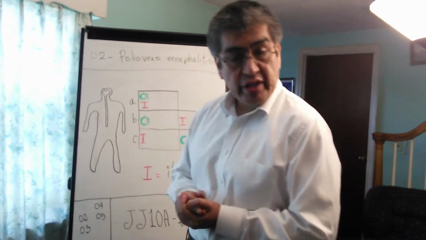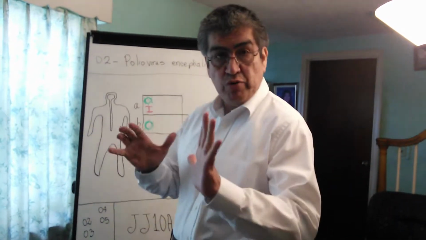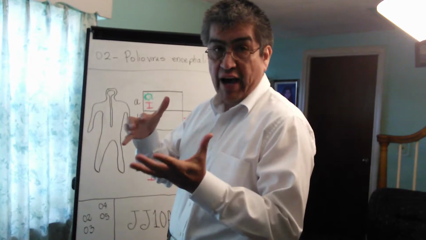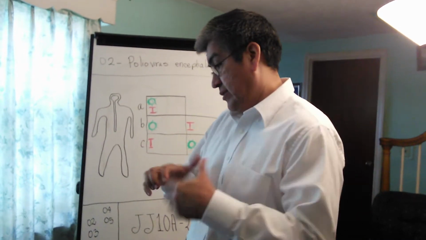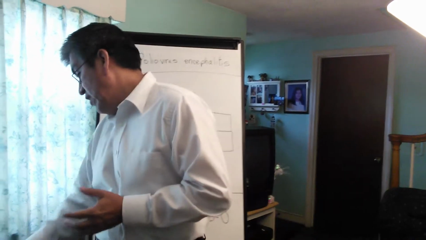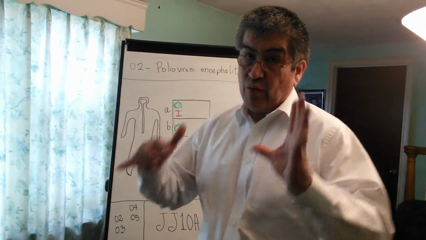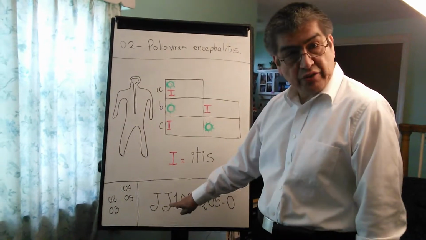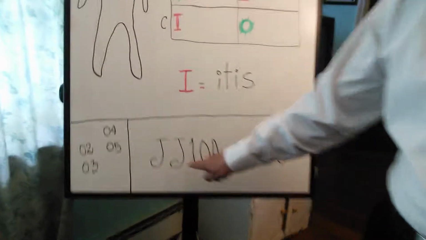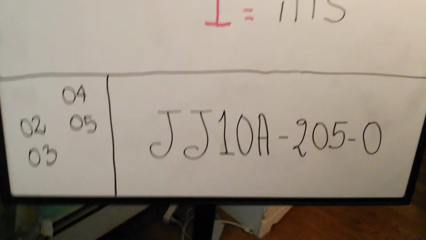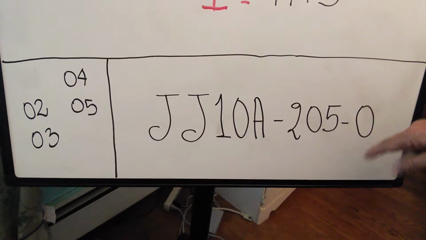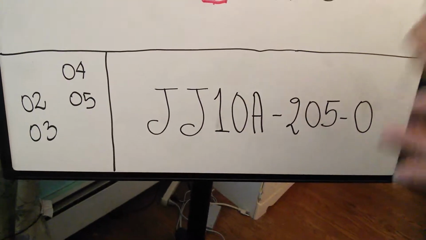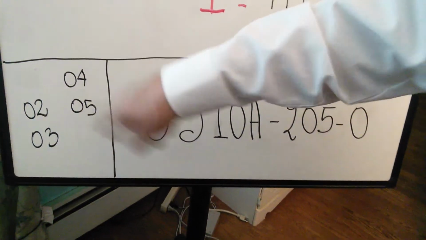Hi, this morning we're doing problem number 2 of our set of 5 problems, and as I said before, we're doing the inflammatory diseases of the central nervous system. The first thing I want to say again is to go to this video. This is the code. You can type that code in the YouTube window, and then you will see the introduction, the theory of how we're solving all these 5 problems.